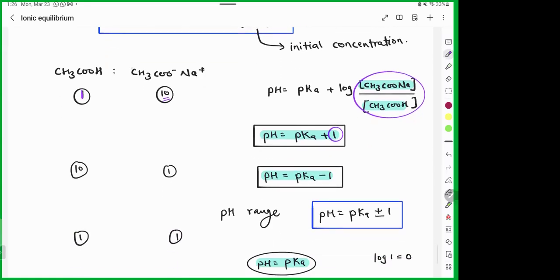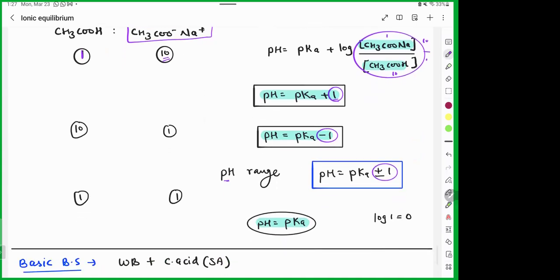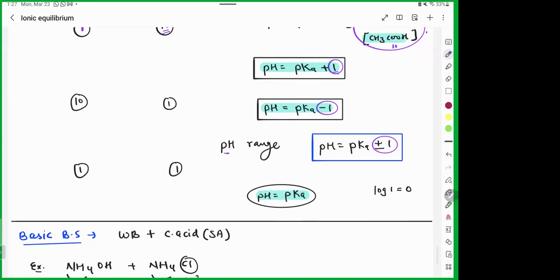If we take CH3COOH 10, so this will be like 10 by 1, log 10 value is equal to 1. If you take 10:1, it means COOH will be 10, this will be 1. Log 1 by 10 is equal to -1. Correct? So pH usually lies between pK plus minus 1. If both are equal, then pH will be the same as pK. Any doubt? Because log 1 value is 0.